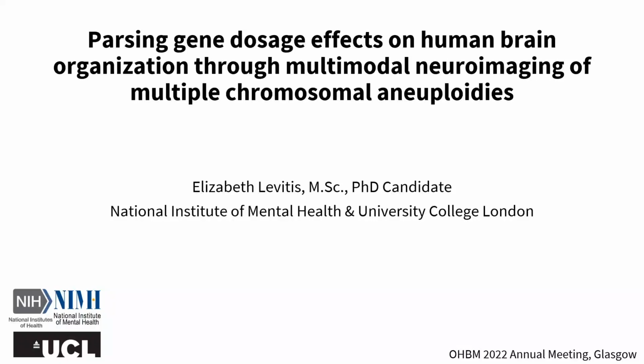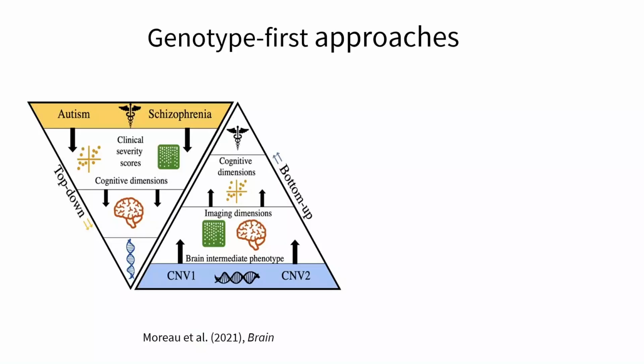Hi, my name is Lisa, and I'm really excited to be presenting the first project for my PhD, where I've been looking at gene dosage effects on human brain organization and how that relates to regional vulnerability to neurodevelopmental disorders. So I'll start by showing this, which Clara Moreau created and we're all using, and maybe I'm the last one to actually be showing it in this session.